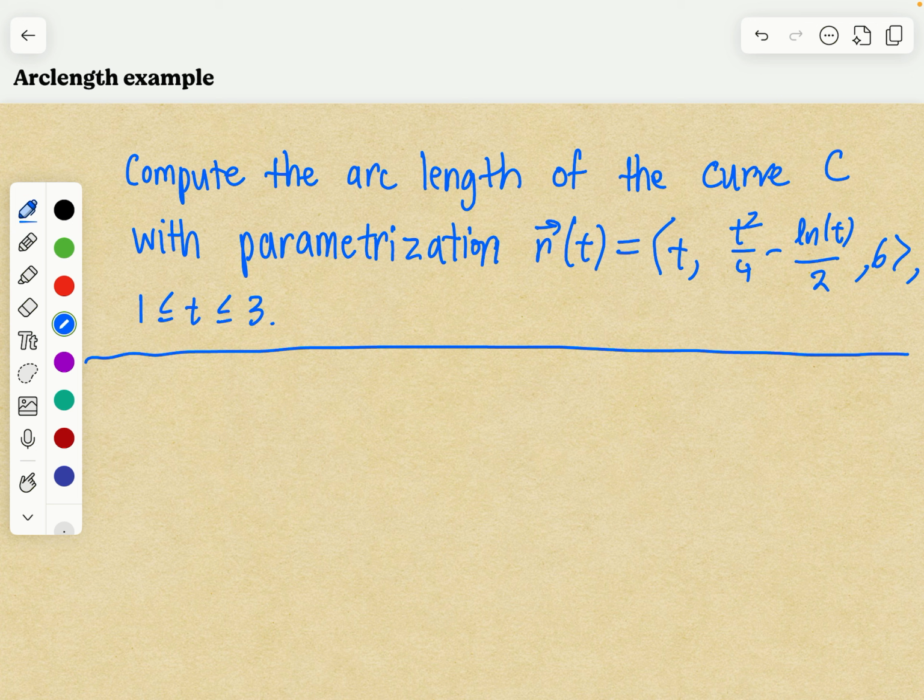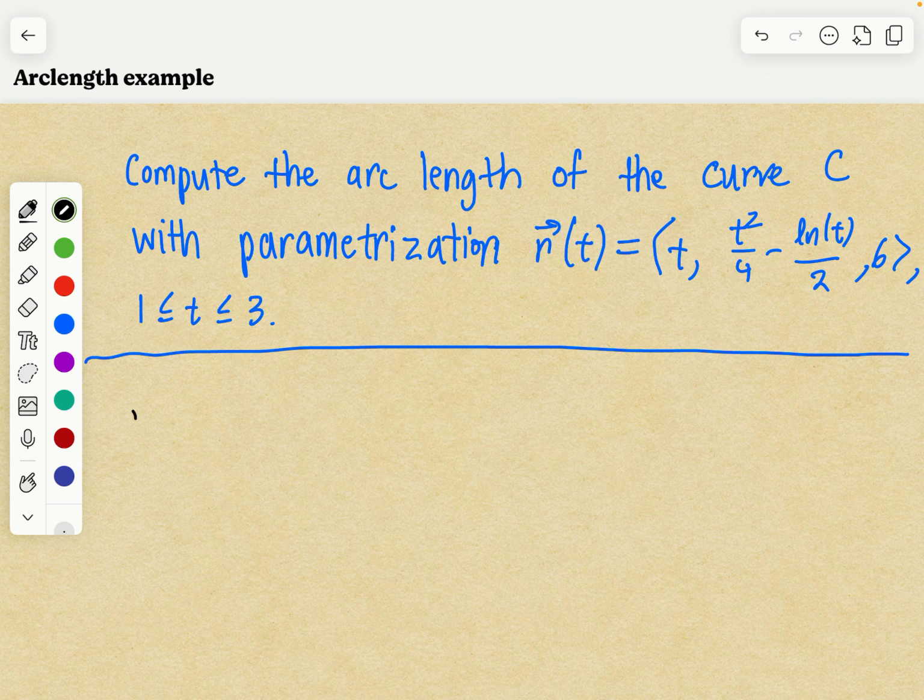In this video, we're going to do an example of calculating the arc length of a curve. The problem says, compute the arc length of the curve C with parameterization r of t equals t squared over 4 minus the natural log of t over 2, comma 6, where t goes from 1 to 3. Okay, so basically what you need to do is remember the formula for the arc length. The best way to remember the formula is that you need to integrate the speed. And the speed is the magnitude of the derivative of the position function.